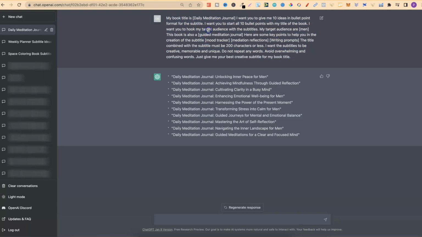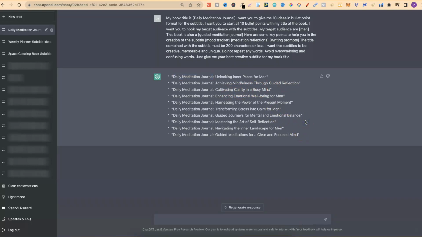Now, like I said, for this example, I put in daily meditation journal. So right here we have the ideas. Right at the beginning, we have the daily meditation journal, the main keyword that we would target. Then we have unlocking inner peace for men, achieving mindfulness through guided reflection, cultivating clarity in a busy mind. And we can see that these subtitles are pretty good.